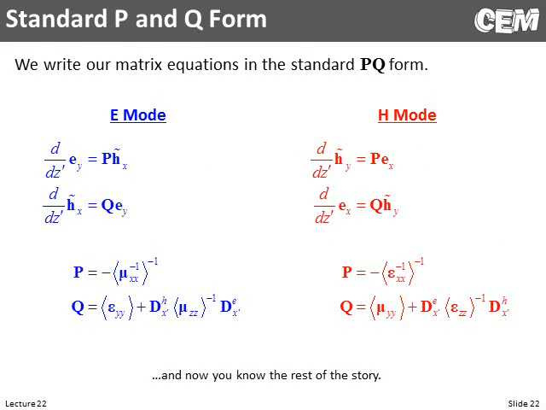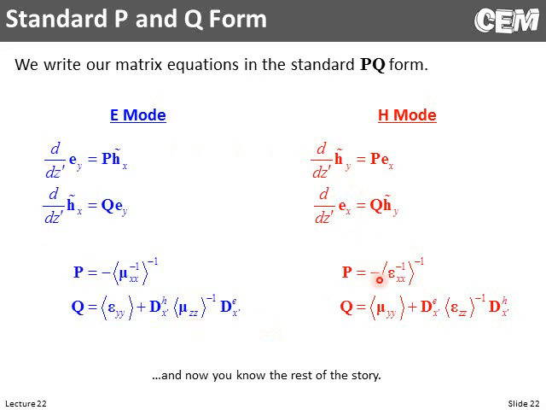Now it turns out this is our PQ form, and we can define our P and Q for the E mode this way, and we can define our P and Q for the H mode this way. Notice the blurring to handle convergence is incorporated into the P matrix. So the Q matrices are the same as if we're not doing any blurring at all.